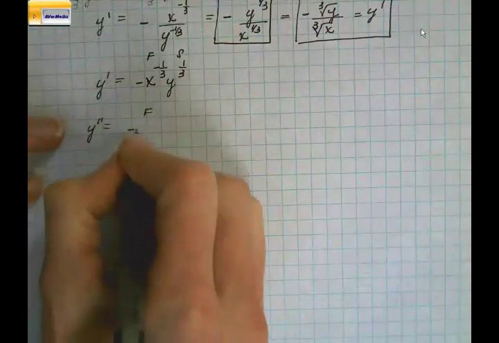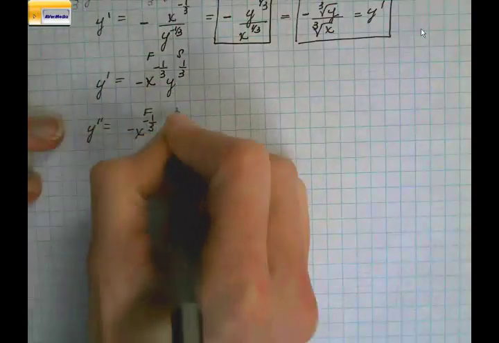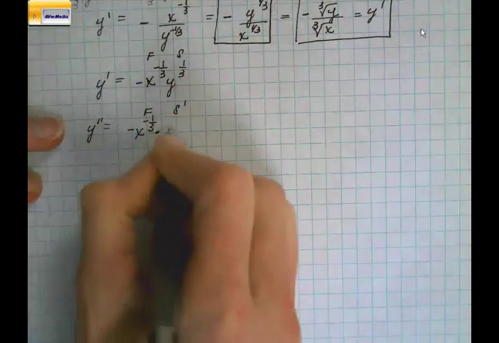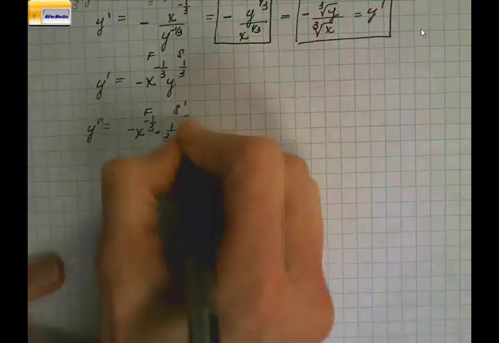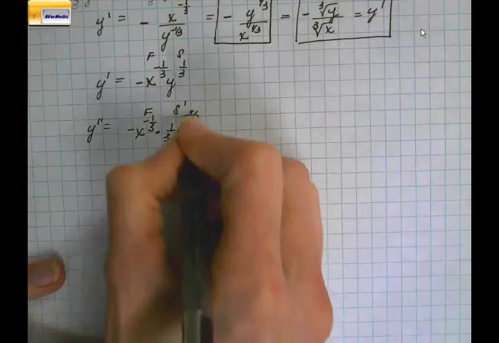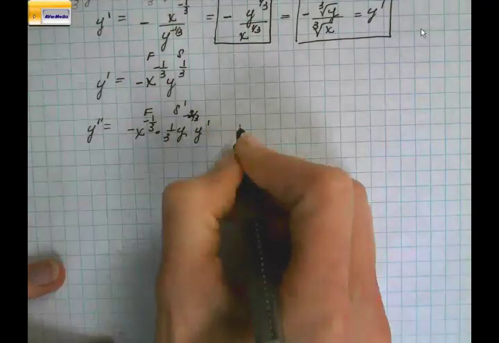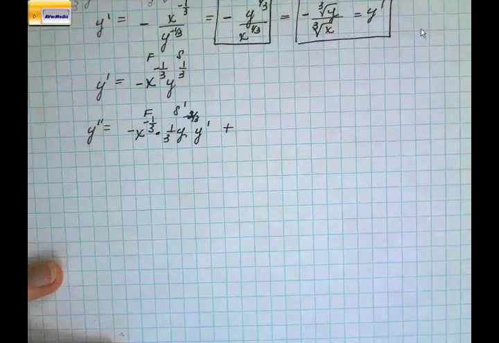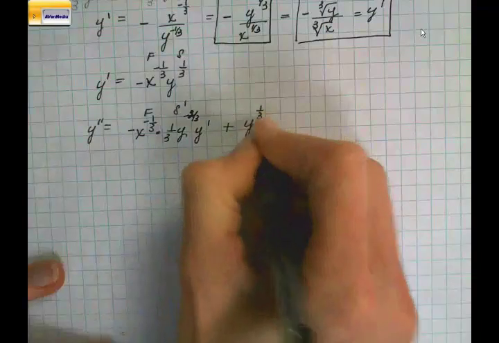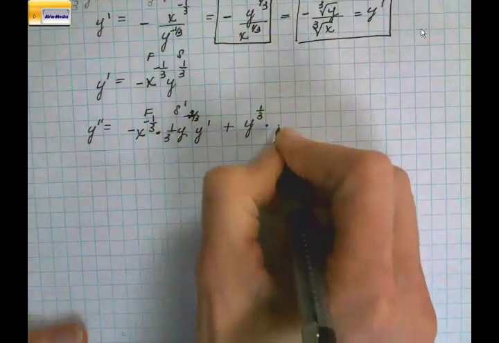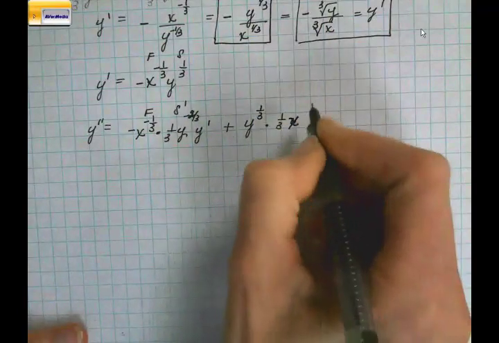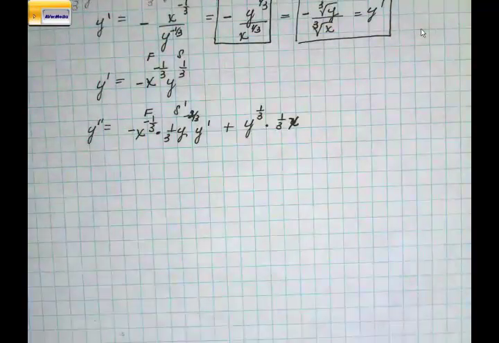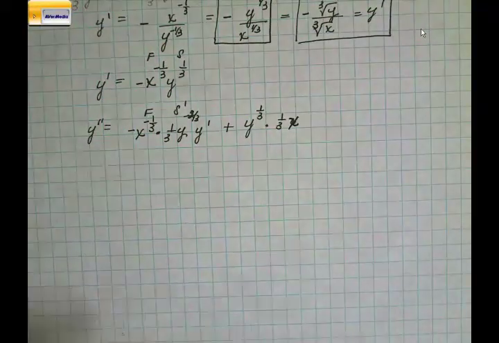The first, which is a negative x to the negative 1/3, times the derivative of the second, which is 1/3 y to the 1/3 minus 3/3, which is a negative 2/3, y prime. That's the first times the derivative of the second. Plus the second, which is y to the 1/3, times the derivative of the first, which would be a positive 1/3 x to the negative 1/3 minus 1, which is a negative 1/3 minus 3/3, which is a negative 4/3.